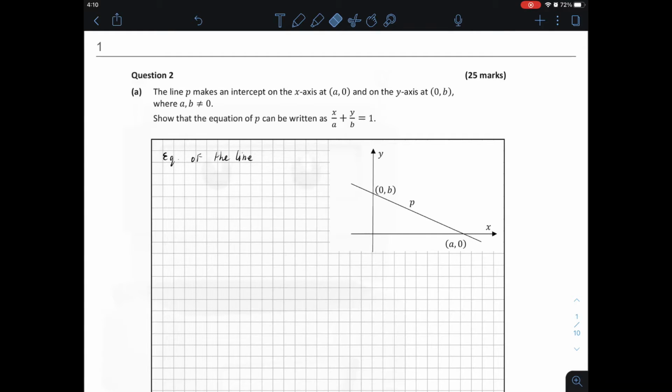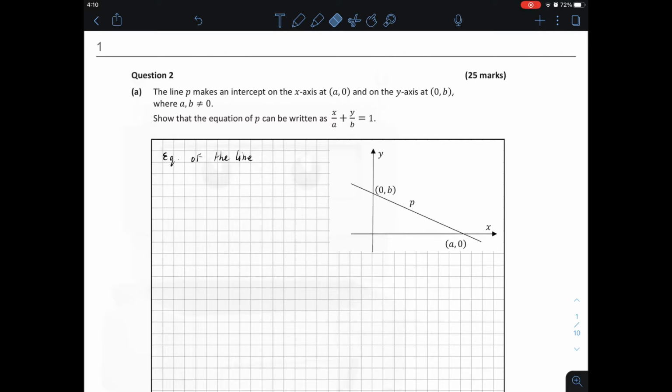Hi guys, so this is a video finding the solution for the 2019 question 2 on coordinate geometry of the line. So question 2a states that the line P makes an intercept on the x-axis at a,0 and the y-axis at 0,b. Write the equation of the line in the form x over a plus y over b equals 1.